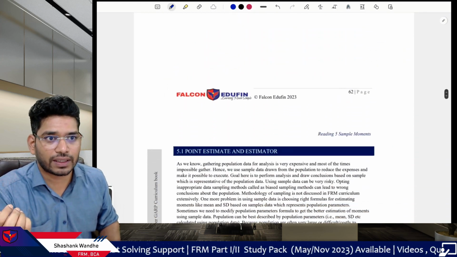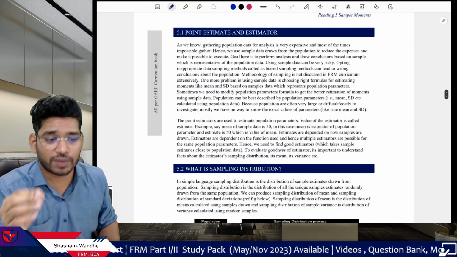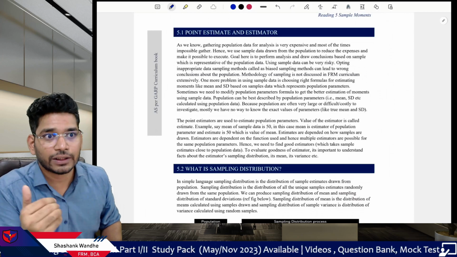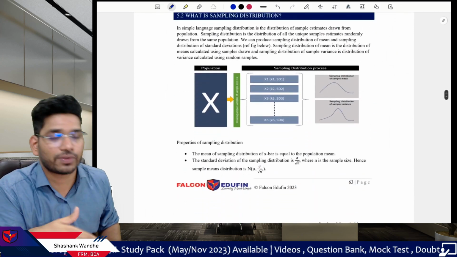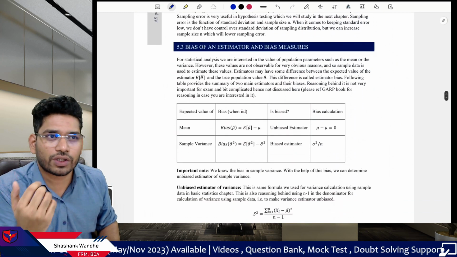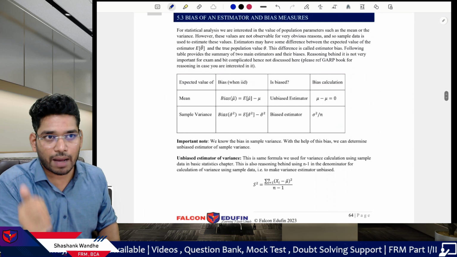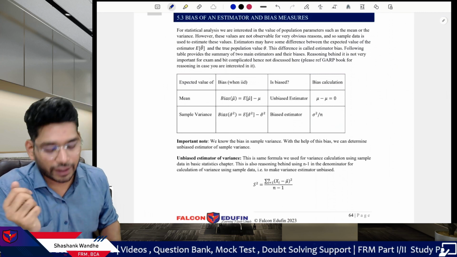Sample moments. In sample moments, we have point estimate and estimator. Understand the difference between point estimate and estimator. Students make mistakes in this area. Then what is sampling distribution? Understand the sampling distribution. It is not part of your curriculum, but as an FRM student, you should know what sampling distribution is, because we use sampling distribution in hypothesis testing indirectly, not directly.